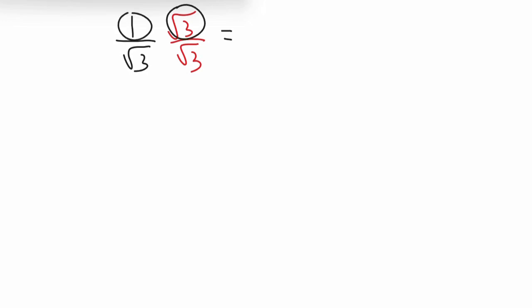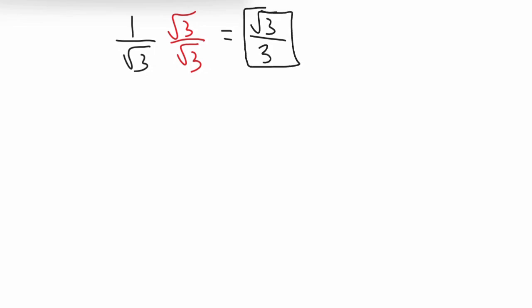1 times square root of 3 is just square root of 3. Square root of 3 times square root of 3. A square root times itself is just going to be that number without the square root, so it's just going to be 3. So square root of 3 over 3.